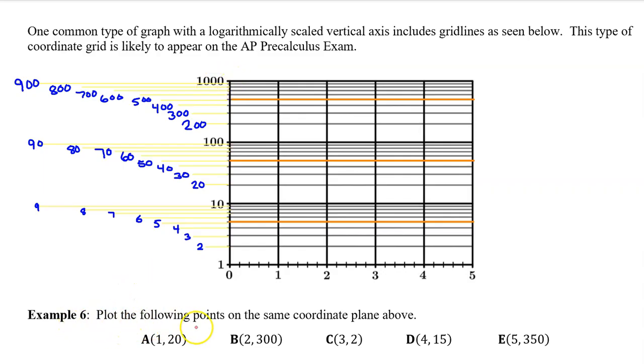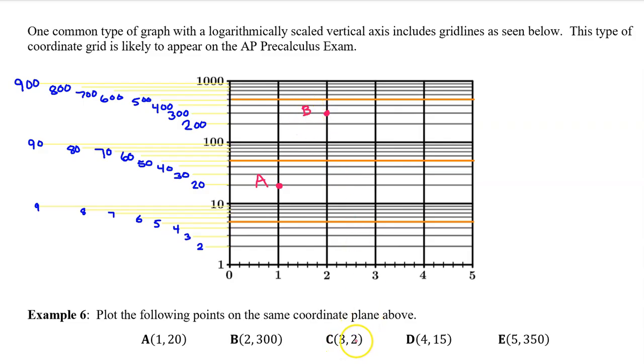Example 6. Plot the following points on the same coordinate plane above, starting with A at 1, 20. So here's 1, and 20 goes past 10, but after 10 we start counting by tens, so this next line will be 20. So this is the point 1, 20, which I will just label as A. 2, 300, so here is 2. 300 is going to be past 100, but after that we start counting by hundreds. So this is 200, and then the next line right here is 300. So this is our B.